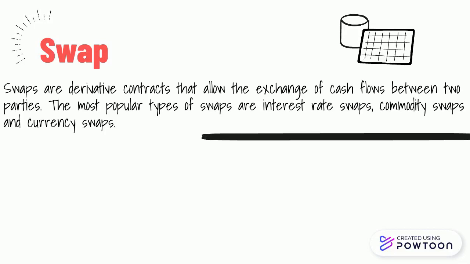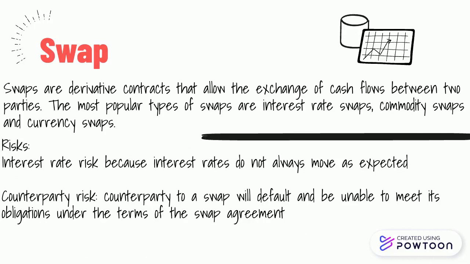The risk of swaps is interest rate risk, because interest rates do not always move as expected. The holder of the fixed rate risks the floating interest rate going higher, thereby losing interest that it otherwise would have received. The holder of the floating rate risks interest rates going lower, which results in a loss of cash flow since the fixed rate holder still has to make streams of payments to the counterparty.